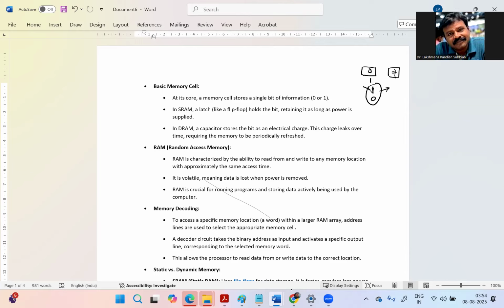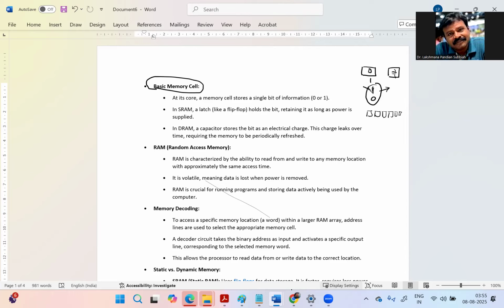These cells can be grouped together, and that is called a word. Here we have 8 cells, so we can have 8-bit binary information. So the basic memory cell is nothing but a memory cell that stores a single bit of information.